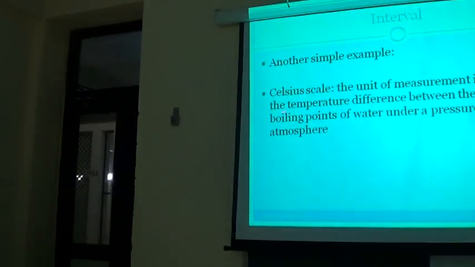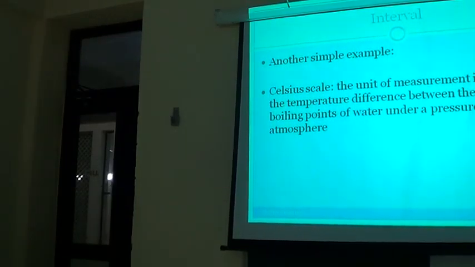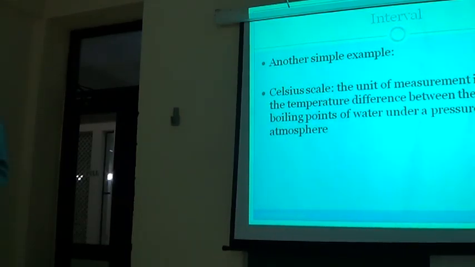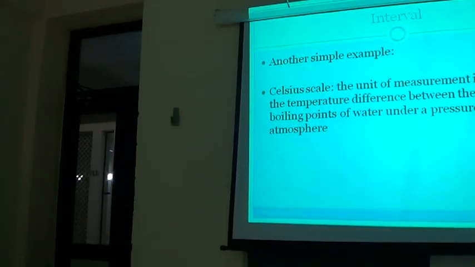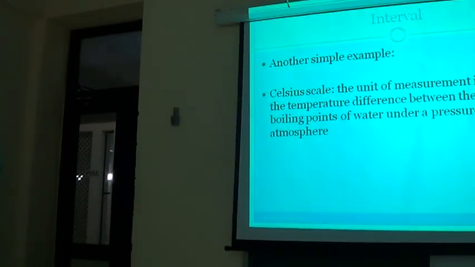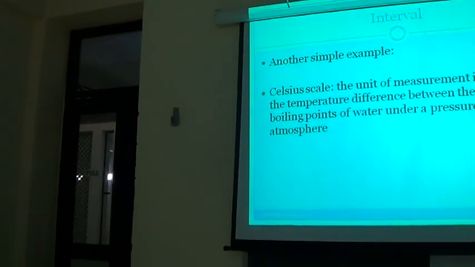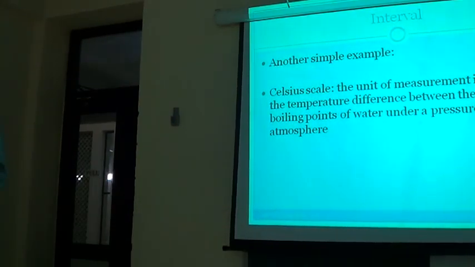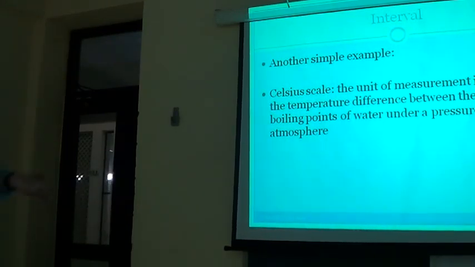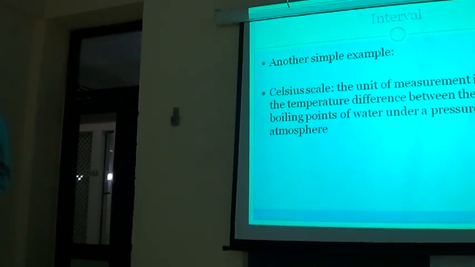Another example is the Celsius scale. For the unit of measurement, you are defining 1 degree as 1/100th of the difference between the freezing point and boiling point of water. So it is an interval scale. At standard temperature and pressure, where standard pressure is 1 atmospheric pressure, that is how you are defining the Celsius scale. Or the Fahrenheit scale, that is also an interval.